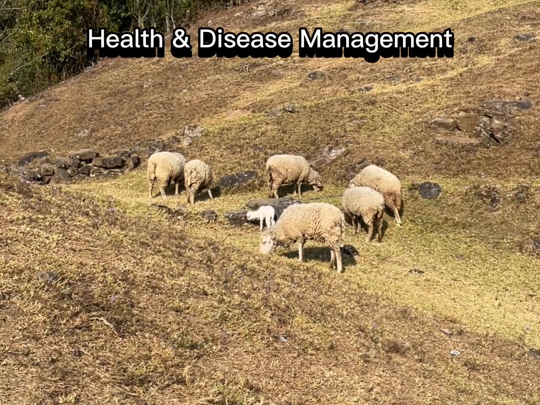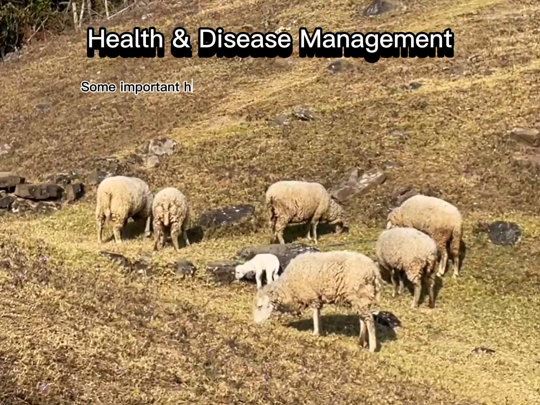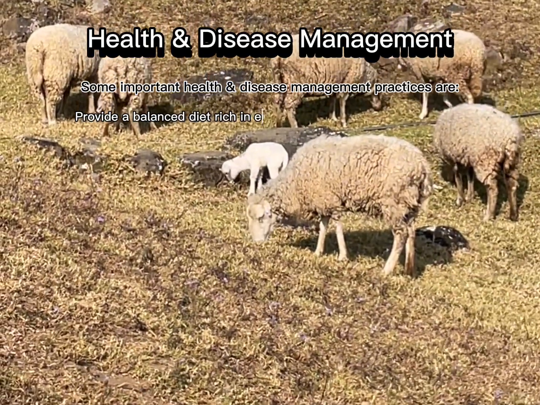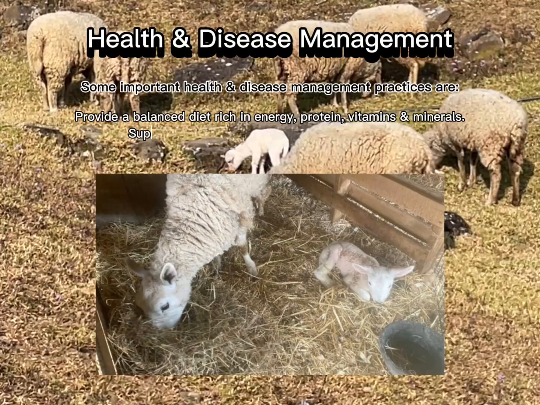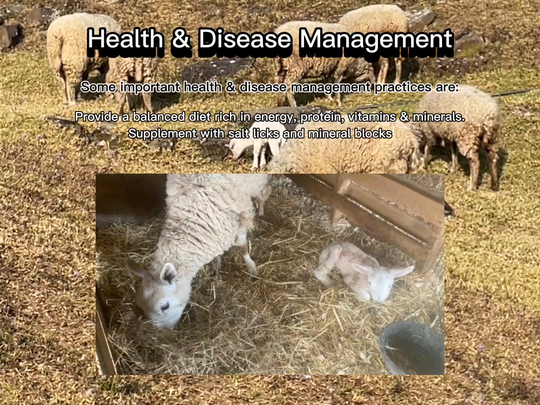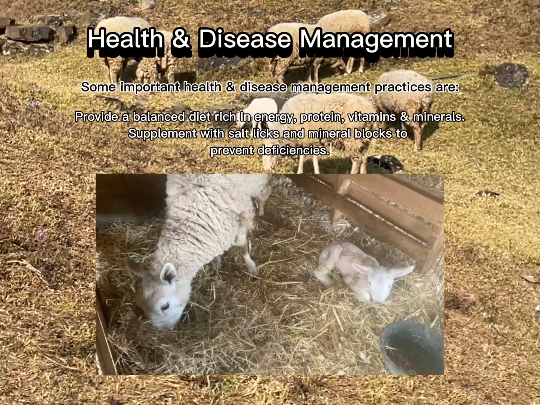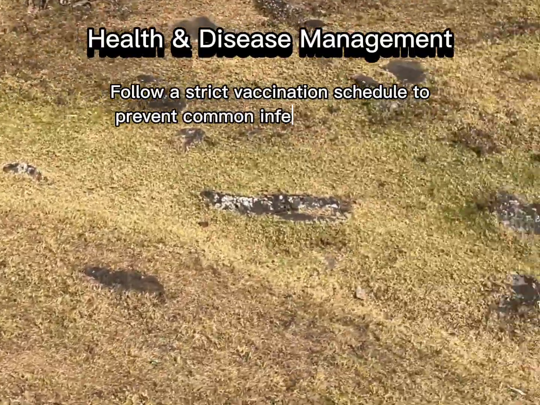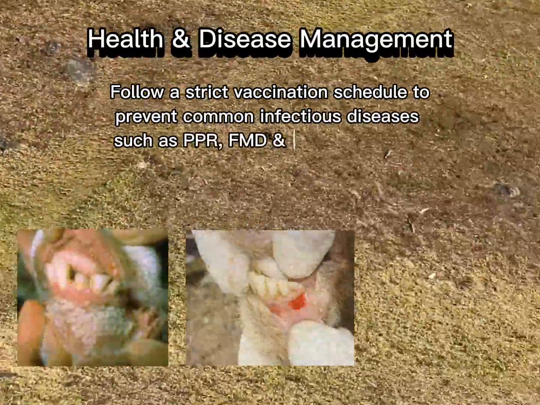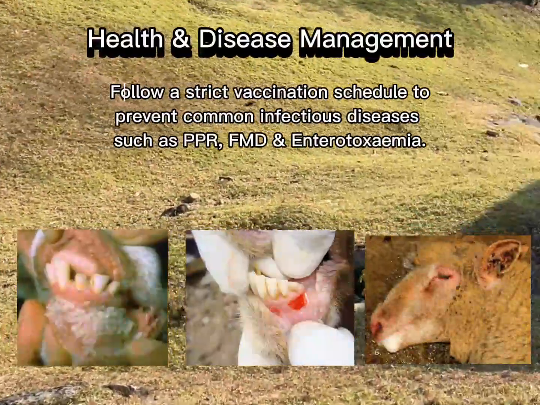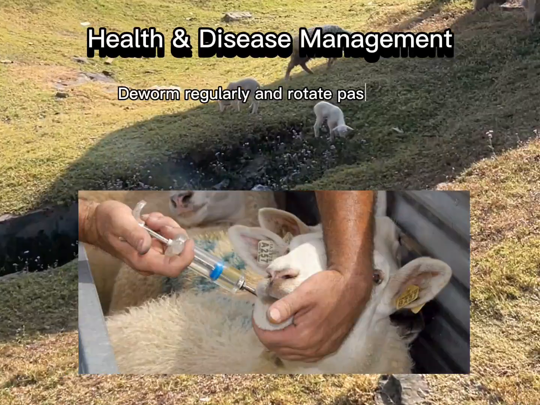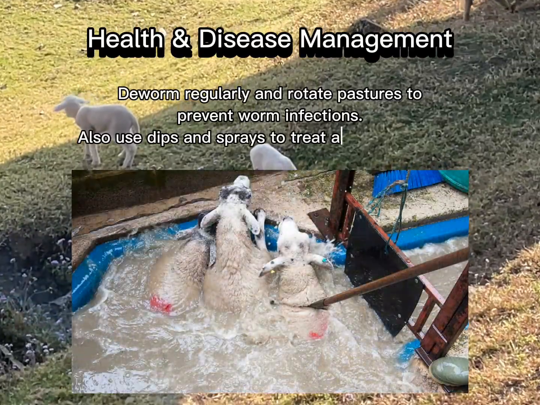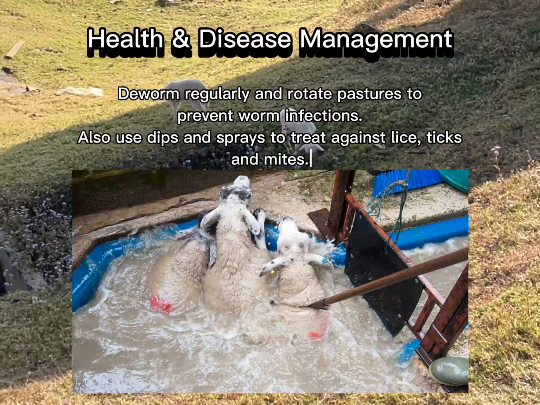Health and disease management. Some important health and disease management practices are: provide a balanced diet rich in energy, protein, vitamins, and minerals. Supplement with salt licks and mineral blocks to prevent deficiencies. Follow a strict vaccination schedule to prevent common infectious diseases such as PPR, FMD, and enterotoxemia. Deworm regularly and rotate pastures to prevent worm infections. Also use dips and sprays to treat against lice, ticks, and mites.